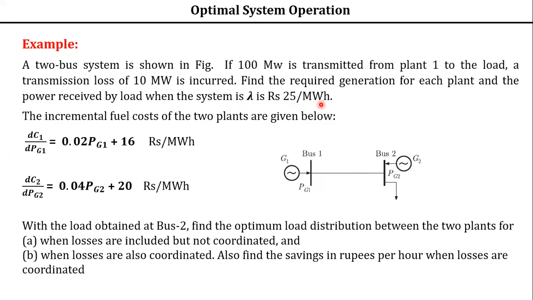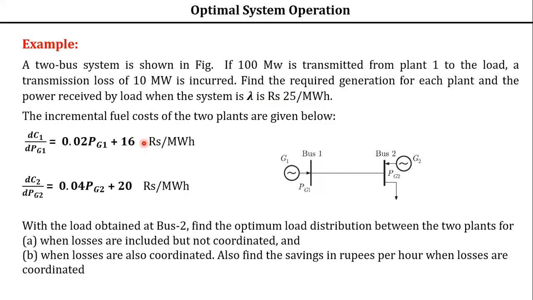What is this rupees 25 per megawatt hour? This unit corresponds to your lambda, which is nothing but your incremental fuel cost, represented by dC_i by dP_Gi, in turn equal to IC, the incremental cost. Understood? So these are the various things you should remember. Incremental fuel cost, lambda, equals dC_i by dP_Gi, equals IC, incremental cost. This is how it is represented. Clear? So it is given as rupees 25 per megawatt hour.